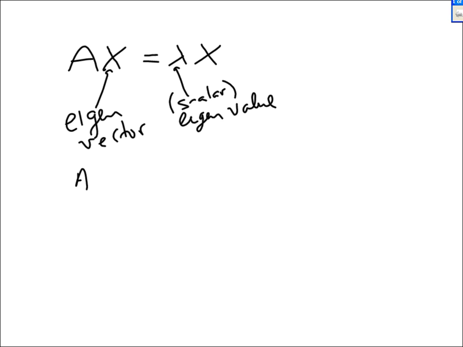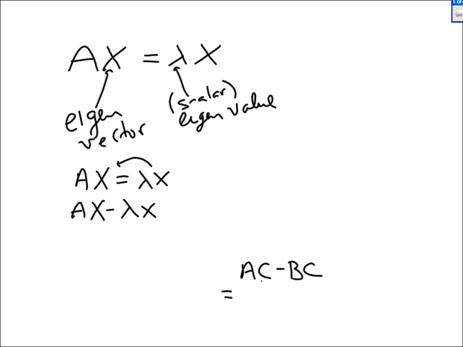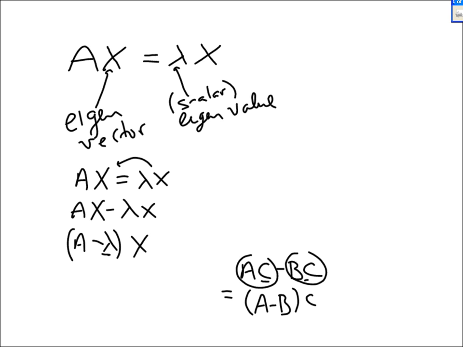Now, if we have this equation, lambda times x, and I bring this over to the other side, you have Ax minus lambda x. Now, we know that if we have matrix A times matrix C minus matrix B times matrix C, C is on the right side in both of these products, we can factor out C on the right side. And we get matrix A minus matrix B times C. Now, I can't do that over here because that's not a matrix.